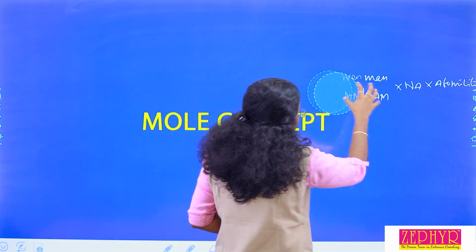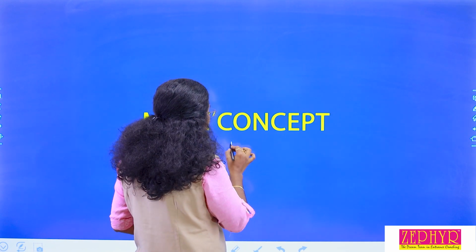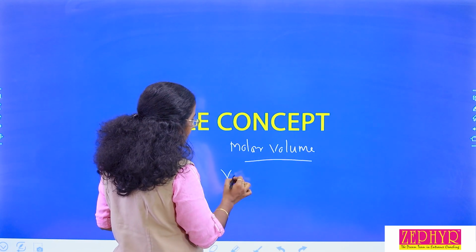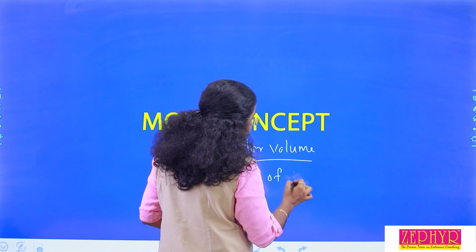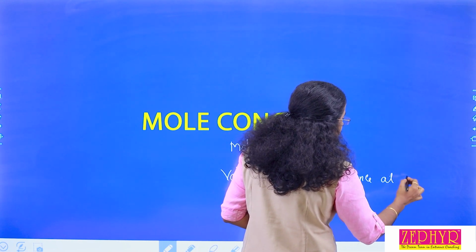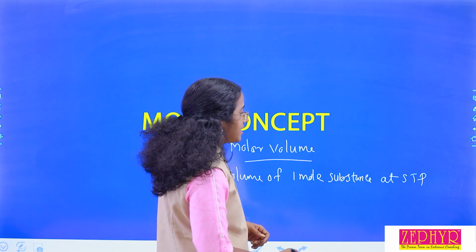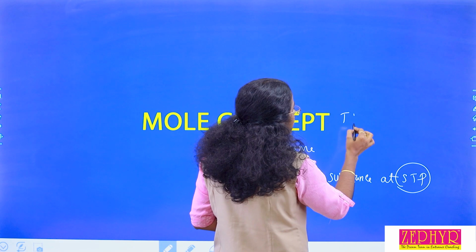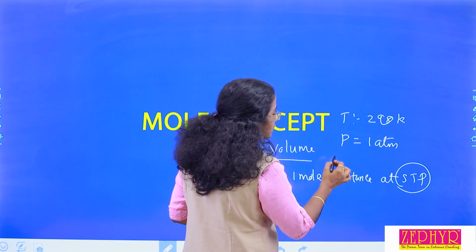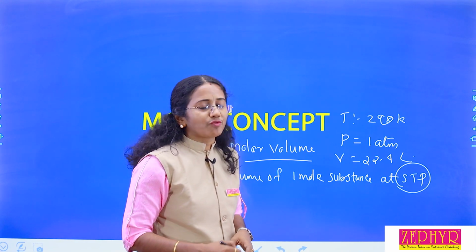Okay, so molar volume is also there. What do you mean by molar volume? Molar volume is the volume of 1 mole of substance at STP. What is STP? Standard temperature and pressure. Standard temperature and pressure means temperature is 298 Kelvin and the pressure is 1 atmosphere. So the volume is 22.4 liter. That is called molar volume.